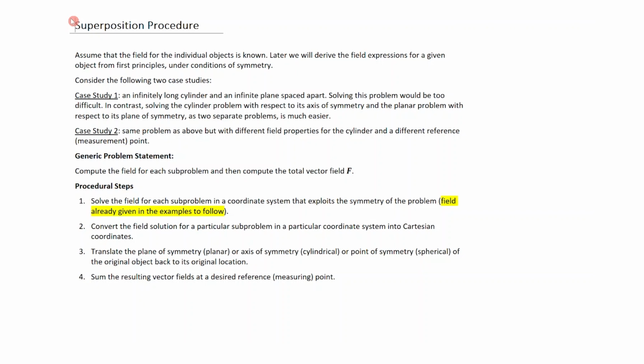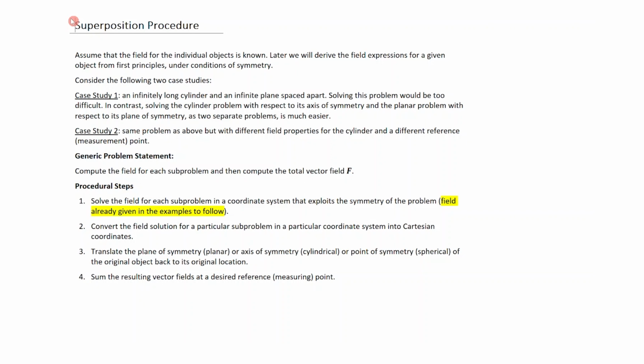And we're going to just look at two specific case studies. One would be involving an infinitely long cylinder and an infinite plane spaced apart. If we were to solve this problem as is, it'd be too difficult. In contrast, if we can solve the cylinder problem with respect to its axis of symmetry as one problem, and the planar problem with respect to its plane of symmetry as another problem, in other words, two separate problems, then this is a much simpler calculation. And then we can use superposition to put the two pieces together.